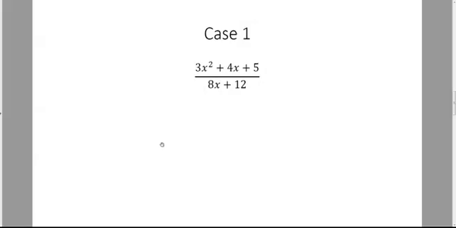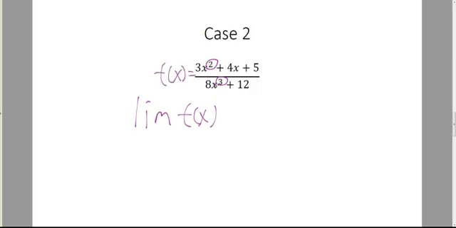For case 2, we'll look at when the bottom is greater. Notice here we have 8x cubed on the bottom versus 3x squared. All I'm really doing is looking at the exponents, which one is bigger. In this case, the limit of f of x, I'm calling this f of x again, as x goes to infinity, will go to 0.